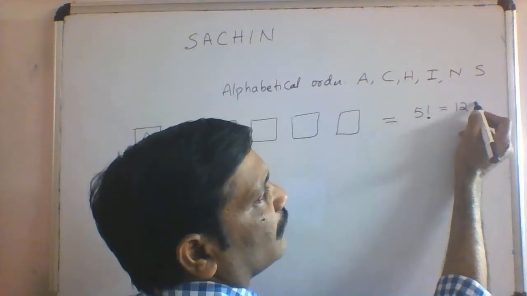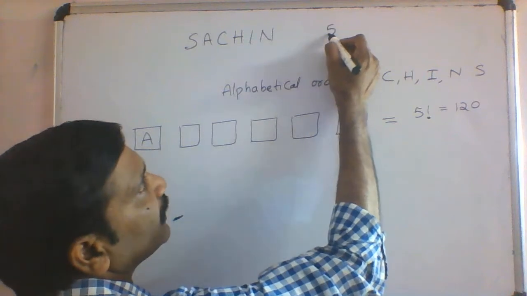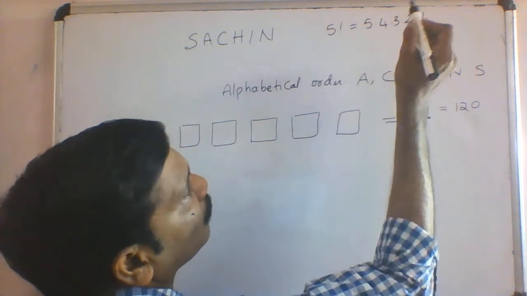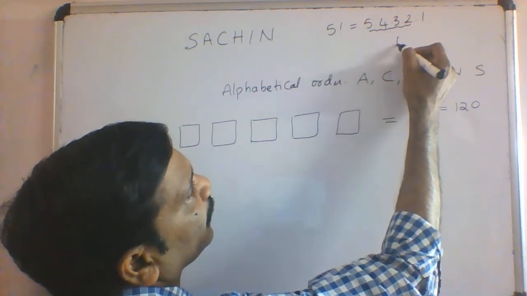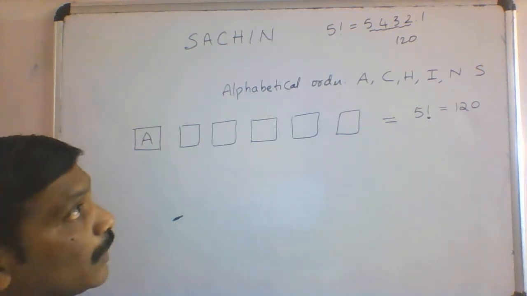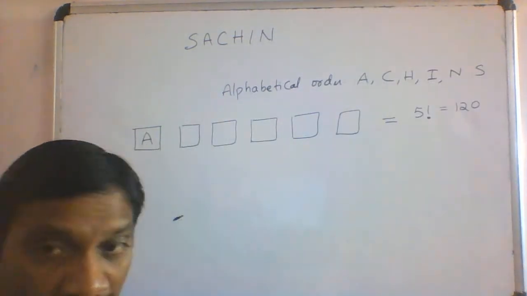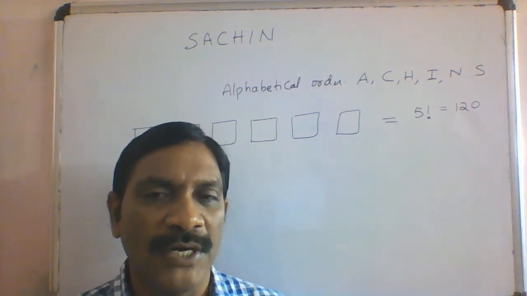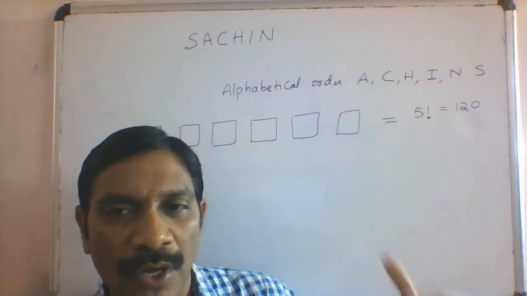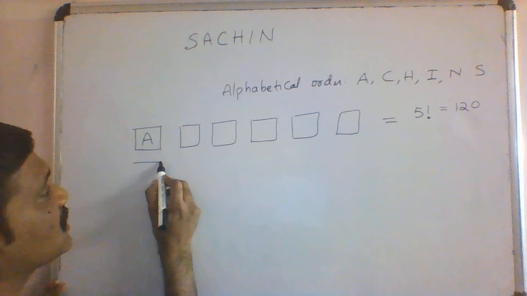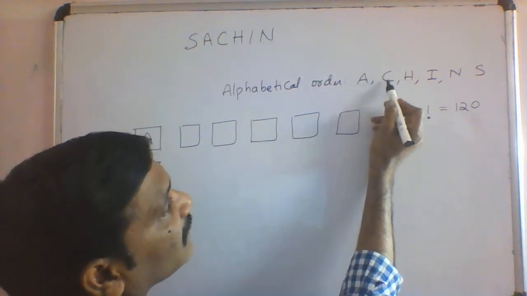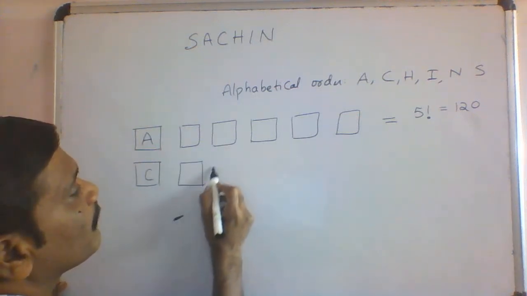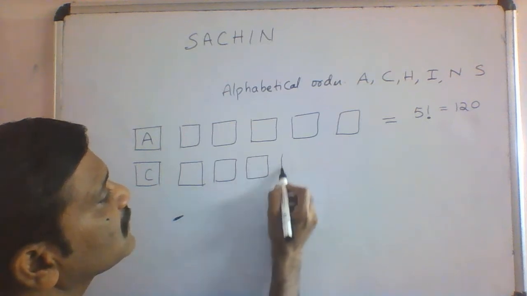How many words can we write starting with A? 5 factorial, which is 120. 5 factorial means 5 into 4 into 3 into 2 into 1. 5 into 4 is 20, 20 into 3 is 60, 60 into 2 is 120. So it comes to 120 there. All the words starting with A are over. After all the words starting with A are over, now we have to count the number of words which start with the next letter in alphabetical order, which is C. So starting with C, I take boxes like this.